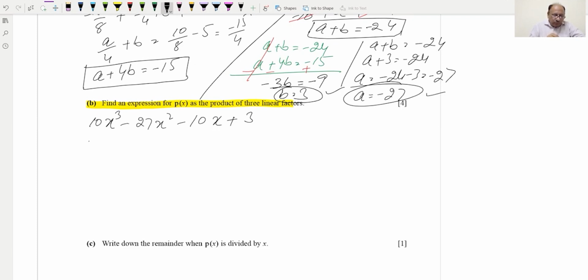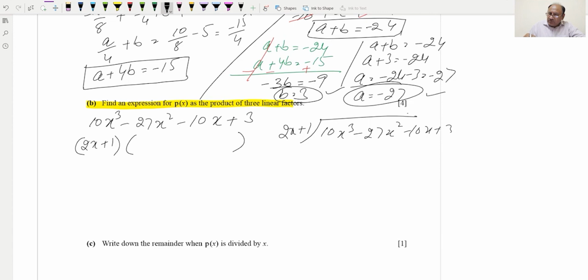Now we know that one multiple is this one, and the second we need to find. For the second, we can divide 2x plus 1 by the division method. So it will be 10x cubed minus 27x squared minus 10x plus 3, and now we divide it by 5x squared. This will be 10x cubed plus 5x squared, change sign and cancel, so this will be cancelled, and we will get what?